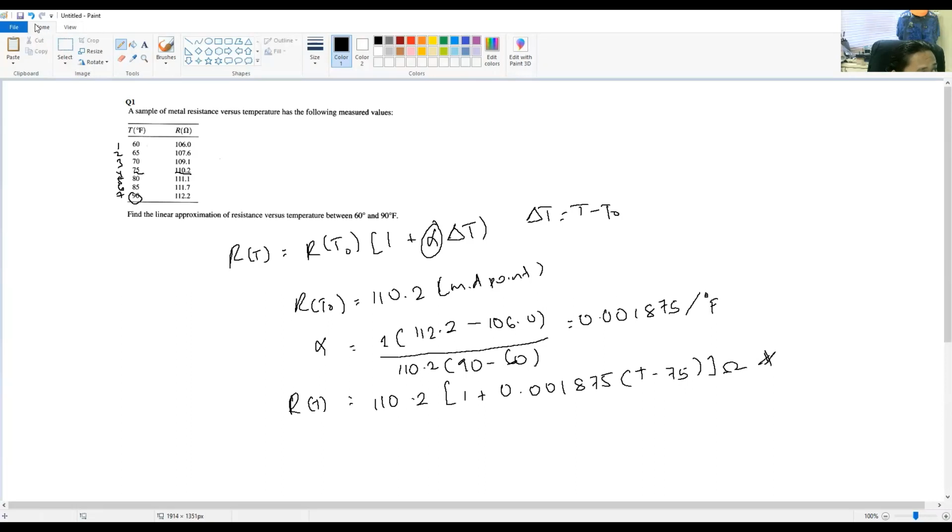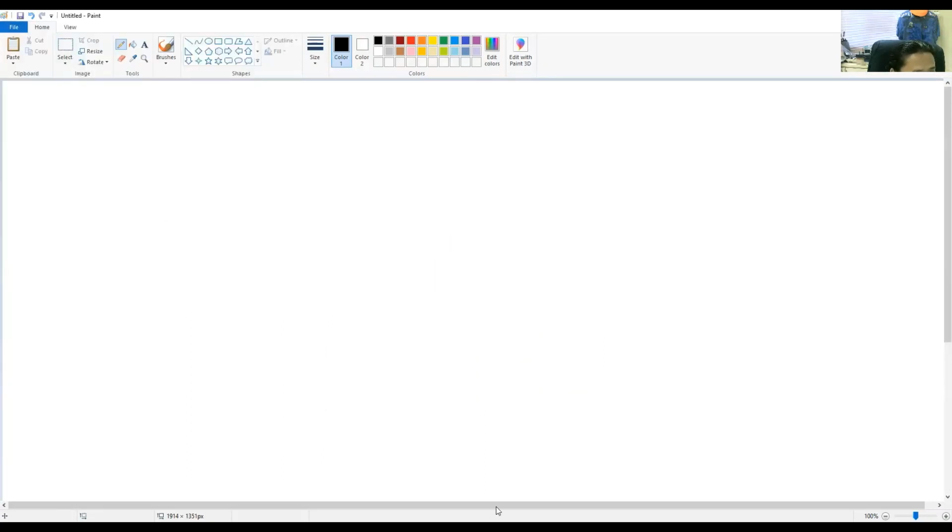Next, we go for question number 2. Find the quadratic approximation of the resistance versus temperature for the data given in the example before, between 60 to 90. This is based on question number 1. As we know, R T naught equals 110.2 ohms. So we want to find alpha 1 and alpha 2.